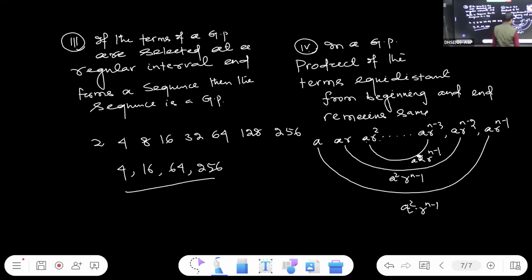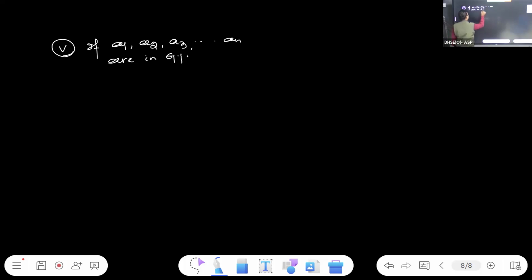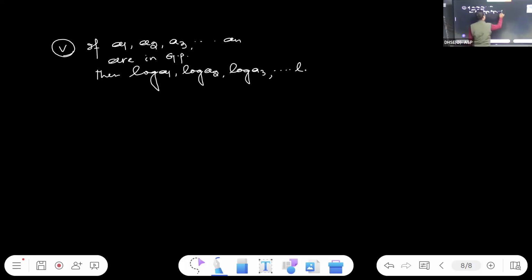Then come to property 5. If A1, A2, A3 up to An are in GP, then log A1, log A2, log A3 up to log An are in HP. Let us come to the explanation.